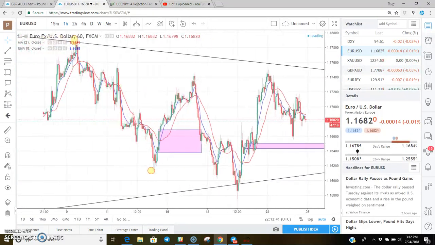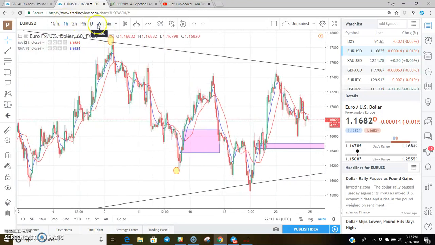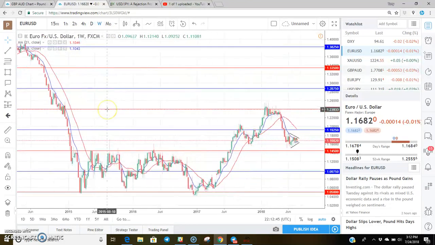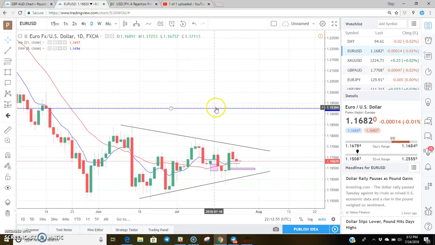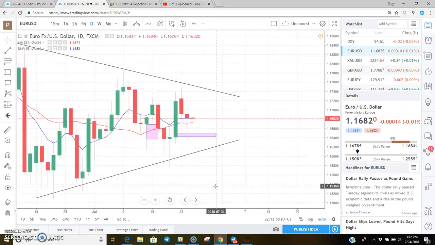but we have to look at price action as a whole. Let's move to the weekly time frame, and we can see that price is still inside this consolidation area of a wedge. So move this to a daily time frame, and you can see a little more clearly what's going on.